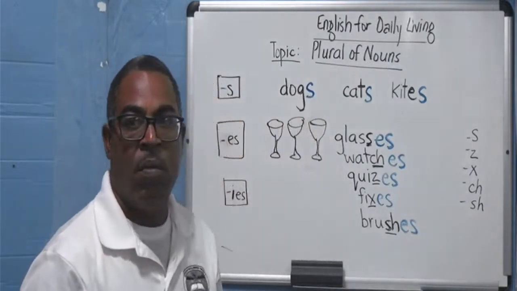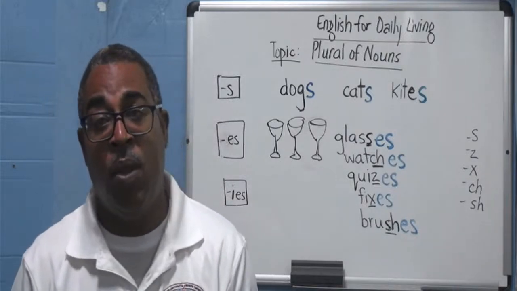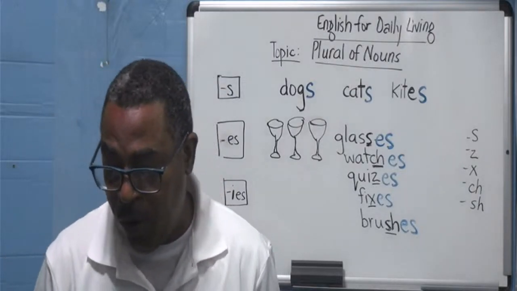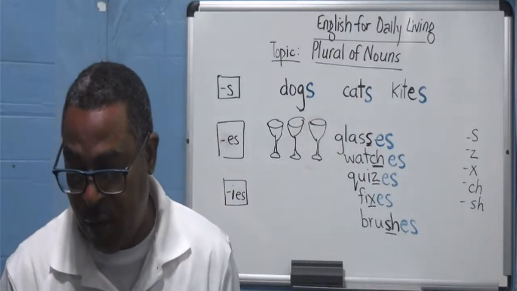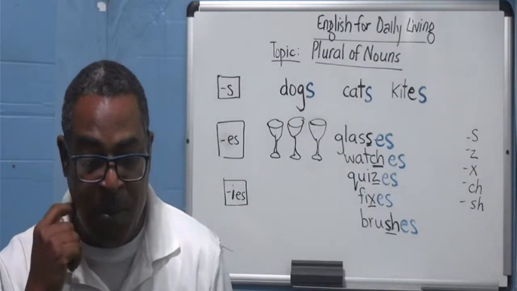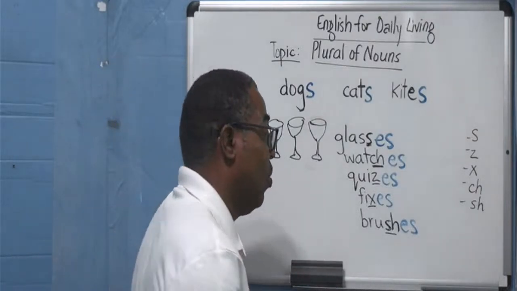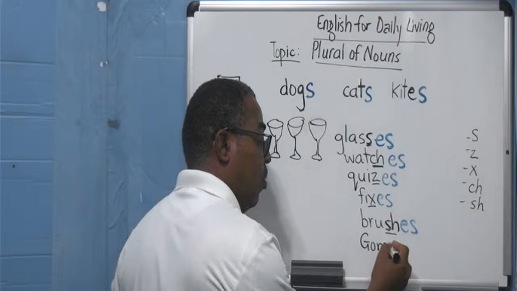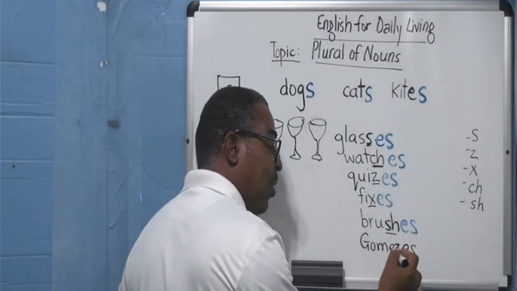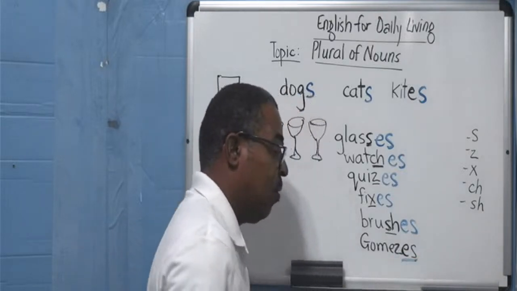Right? So this is a very important rule. And even for proper nouns, the rule usually applies when we have proper nouns that end in S and X and so on. For example, the Gomez family. We say we're going to invite the Gomezes over to our house. The Gomezes. Sounds funny, but the rule applies. We're going to invite the Gomezes over. Right?